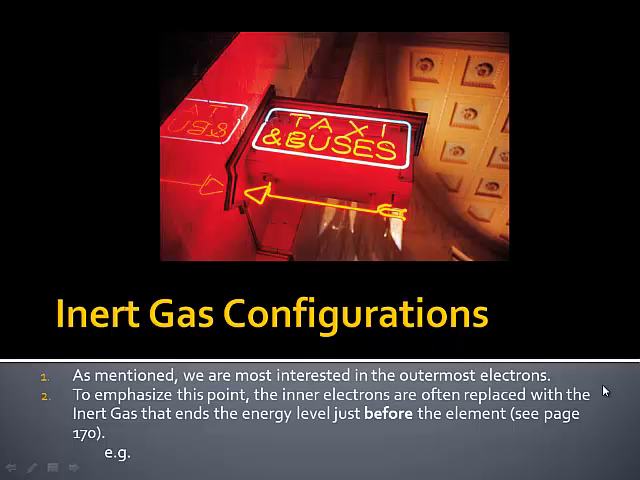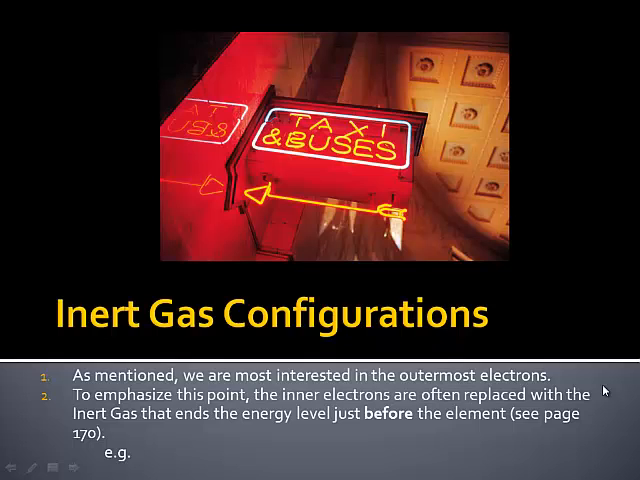As we mentioned, we're most interested in the outermost electrons, because those electrons are the ones giving the reactivity of the element. To emphasize this point, the inner electrons are often replaced with the inert gas that ends in the energy level before the element. I like to say that you have to look for the noble gas that you've passed. If you're looking for the noble gas itself, you have to go back to the next noble gas you've passed.